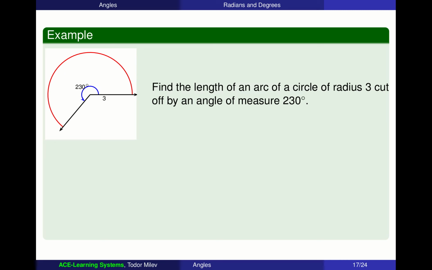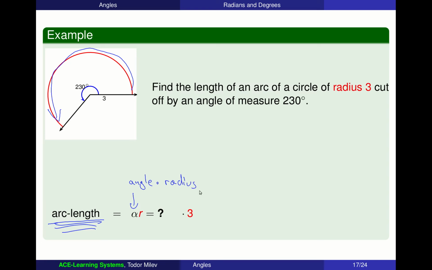So how is this problem solved? Well, this is actually a very simple problem. All you need to do is remind yourself that the arc length of an arc, part of a circle, is equal to the angle times the radius. So in this case, the radius r is 3, because that's given to us. What's the angle equal to?